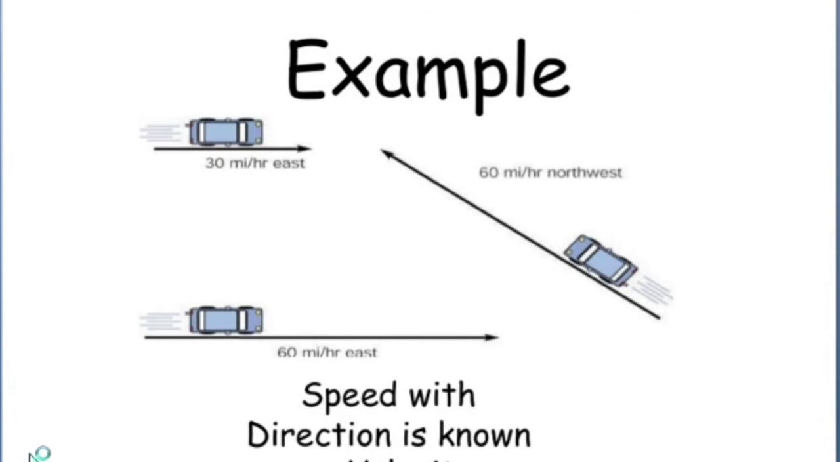Example of velocity. As you can see, the car is traveling 30 miles per hour east. Here the car is noted with the speed and the direction. The second car is traveling 60 miles per hour northwest. Even here, the speed and the direction of the car are given. As well as the third car, the speed and the direction are mentioned. So this is the velocity.